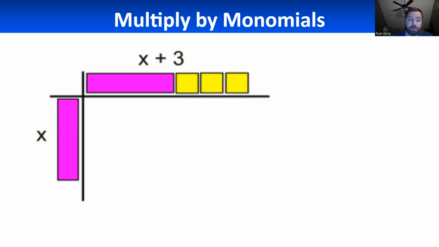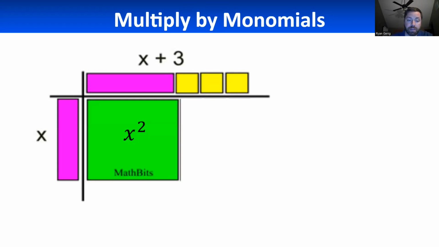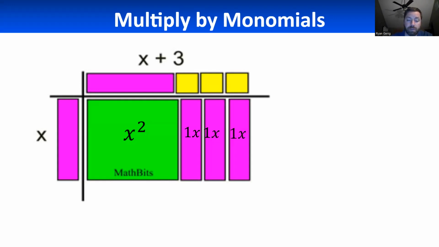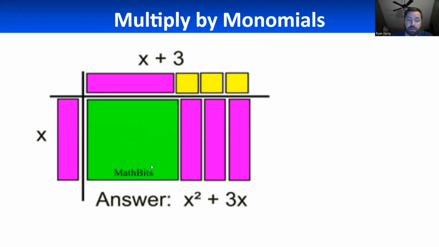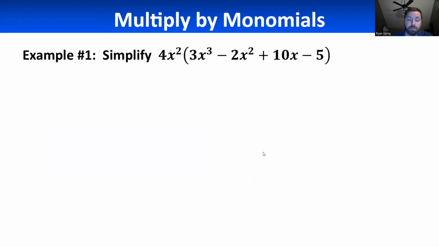If I do a purple rectangle times a purple rectangle, that's area, length times width. That's x squared. And then yellow times purple, 1 times x is 1x. 1 times x, 1x. 1 times x, 1x. And so my final answer, I've got an x squared and 3 x's. And that's the answer. x times x is x squared. x times 3 is 3x.